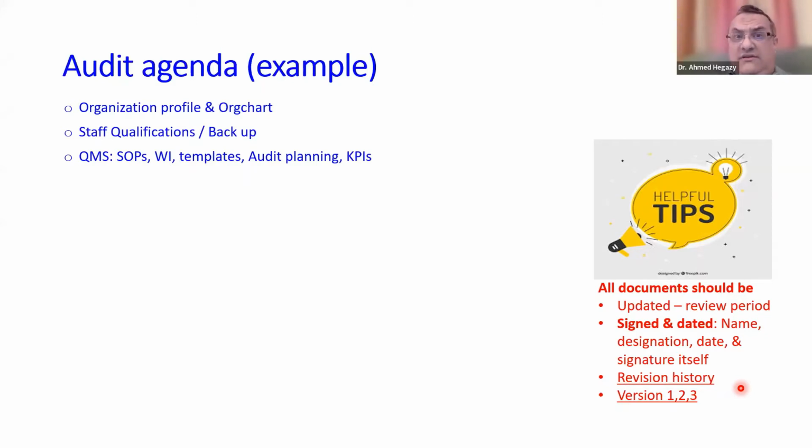They would like to see the organization chart, understand some basic information about the place. They would usually like to see the staff qualification. So they will ask you, show me your qualification and your backup. So if you do a specific job, when you are absent, who is your backup? And usually they can ask for your qualification, your CV, your job description, if you have something called the training records or training plans. So to show me that you are qualified to do the job.